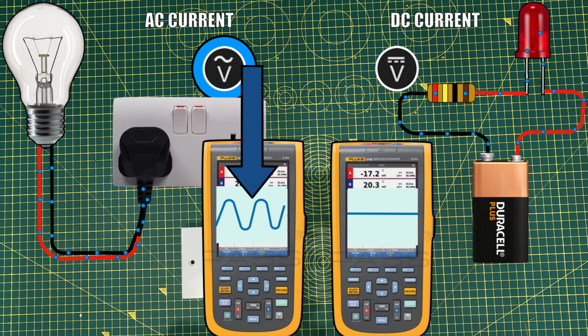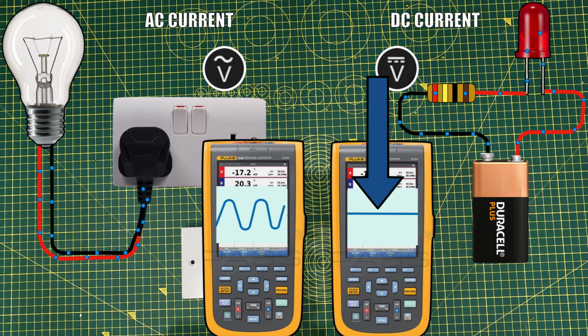And then on the right oscilloscope measuring the DC current, you have a straight line on the oscilloscope, indicated by the arrow, and that is why your symbol on your multimeter also illustrates a straight line.